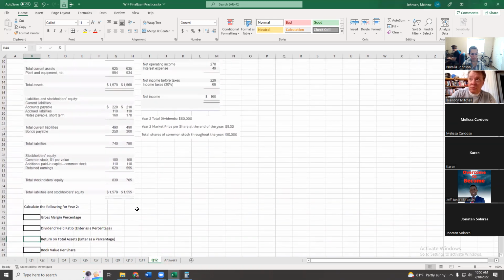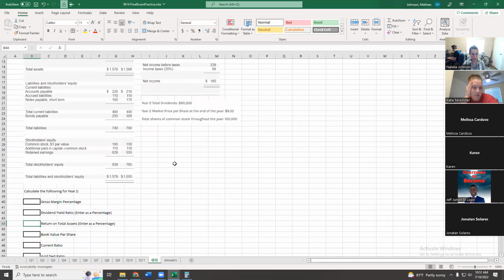Yes. Okay. So I don't know the ratios. Let's see. Return on total assets. Net operating income plus the interest expense times 1 minus the tax rate, divided by the average total assets.